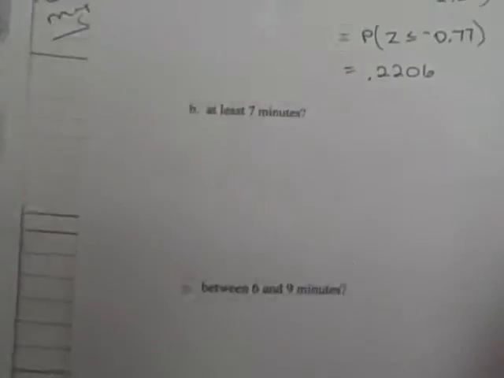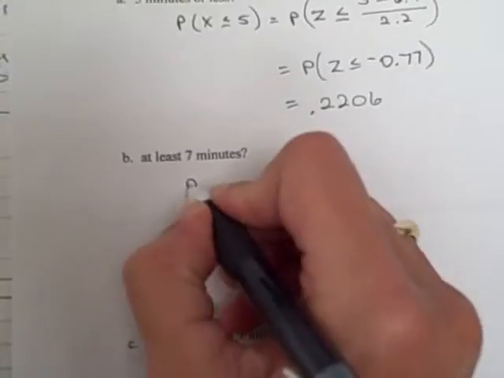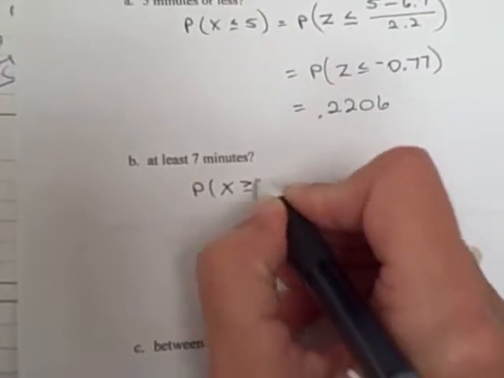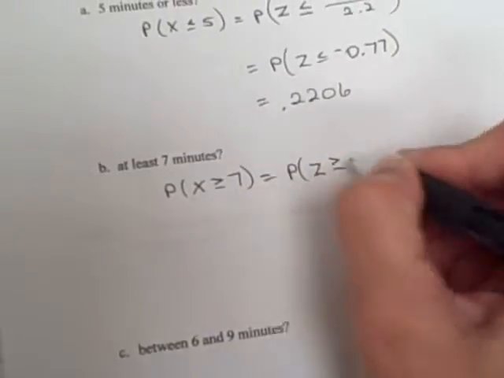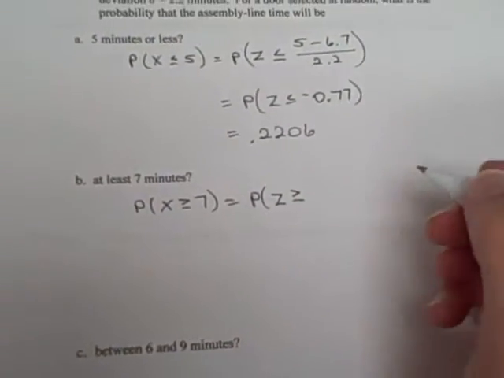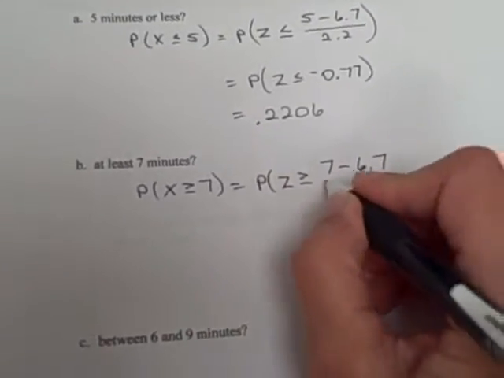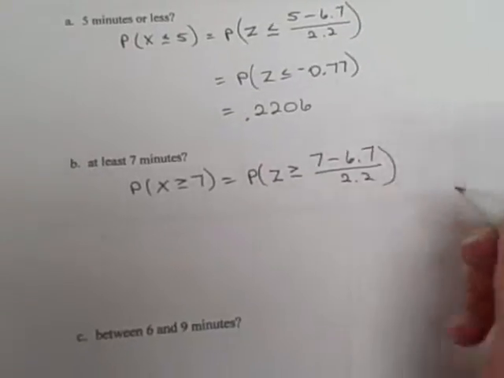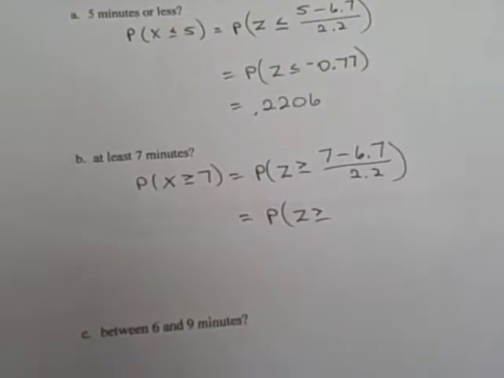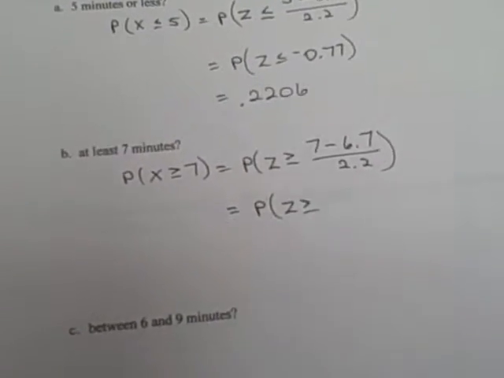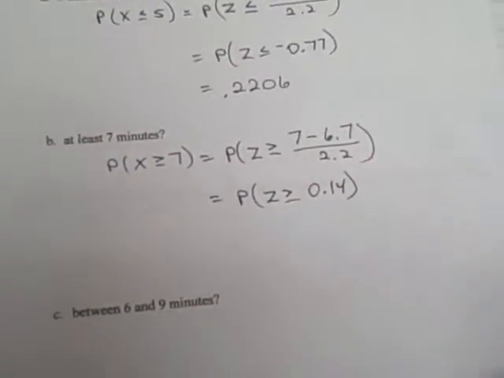All right. We want the probability of at least 7 minutes. Well, that means 7 minutes or more. So this is the probability that x is greater than or equal to 7. So the probability that z is greater than or equal to, and we do our x minus mu over sigma, so 7 minus 6.7 over 2.2. So this is the probability that z is greater than or equal to 0.136. So this is 0.14.